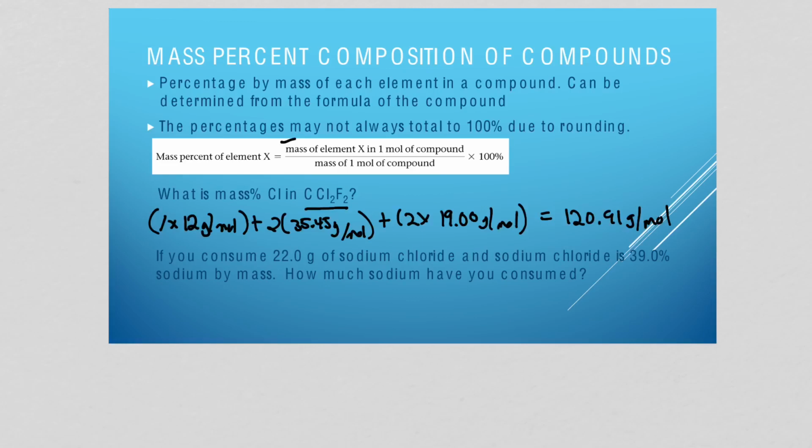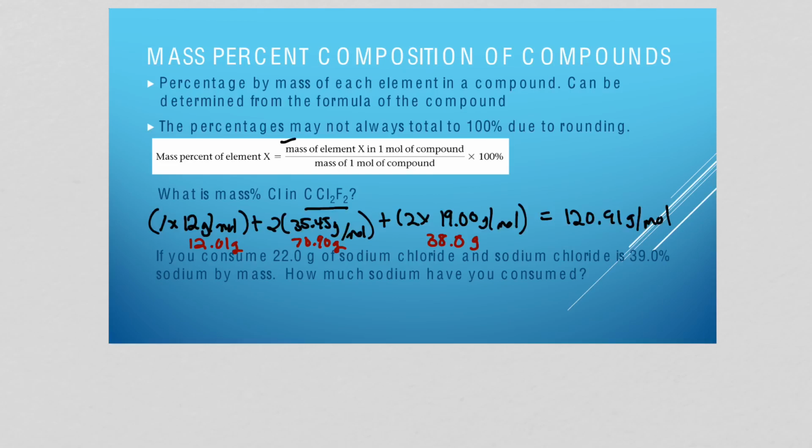Now, this represents the part of that from each element. So the carbon represents 12.01 grams, right? The chlorine represents 70.9 grams, and the fluorine represents 38 grams of that total.